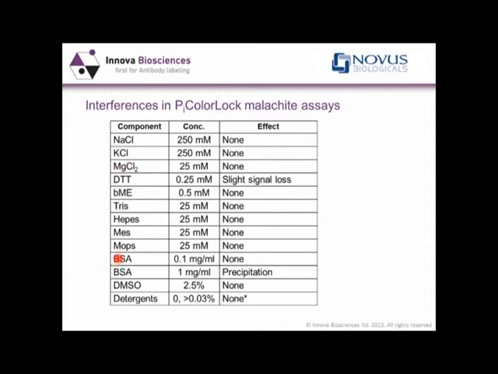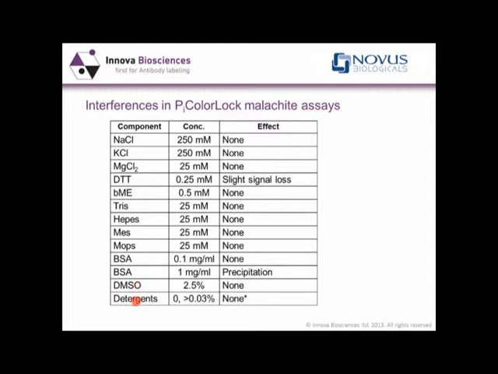BSA would quite often be found in enzyme assays. You just need to make sure you don't have too much in there. 0.1 mg per mil is fine. 1 mg per mil is getting a little bit high. DMSO is fine. Obviously, this is very important in drug screening because this is pretty much a universal solvent.